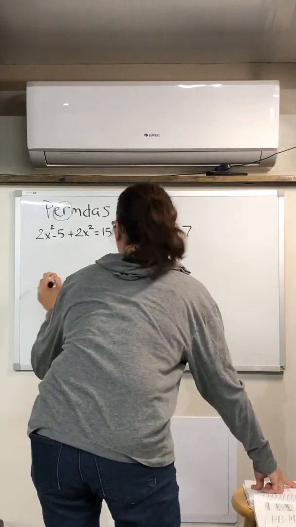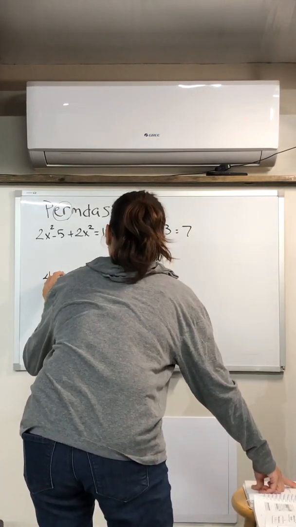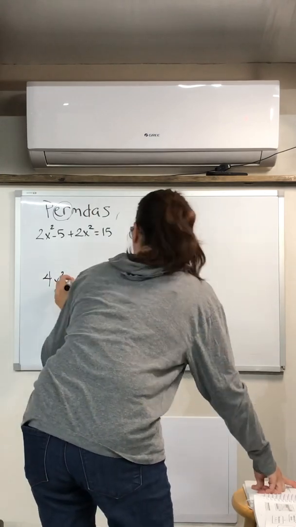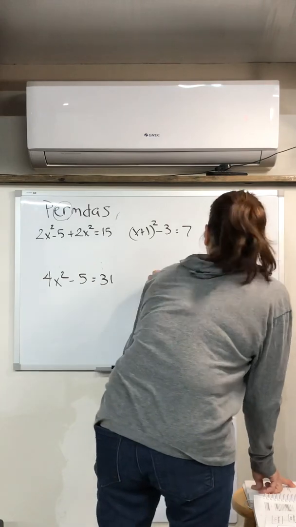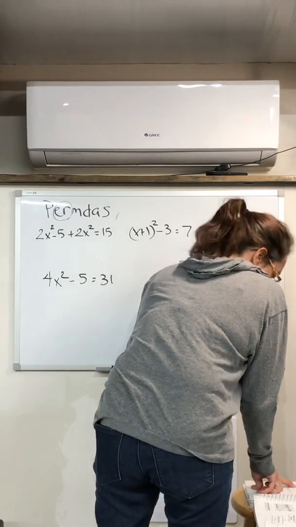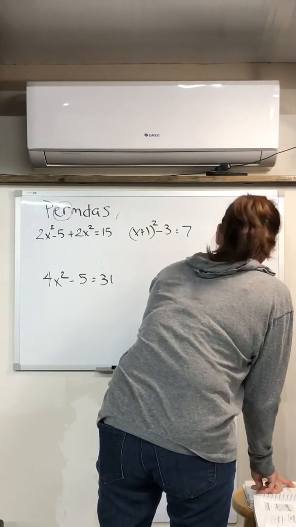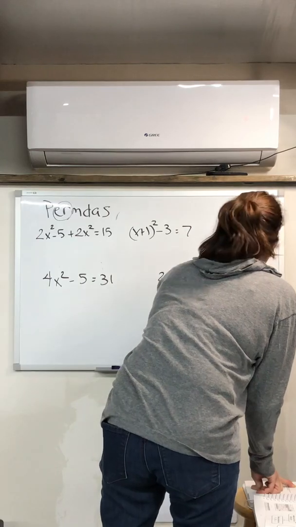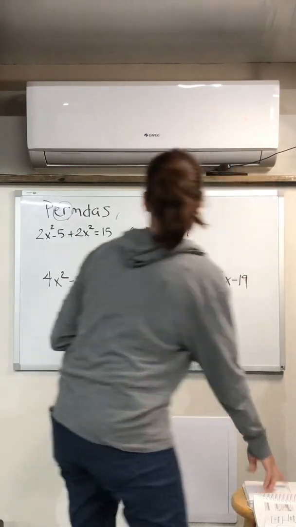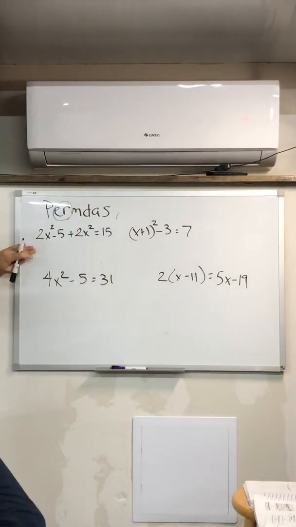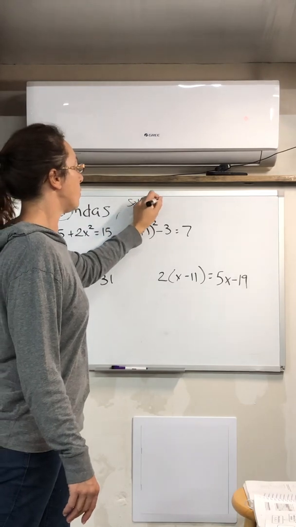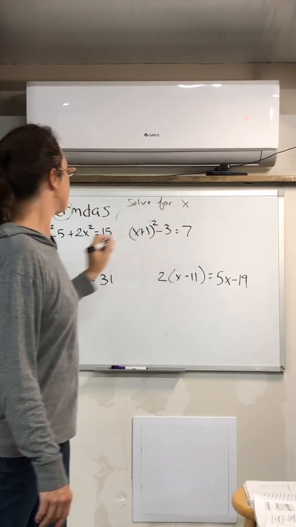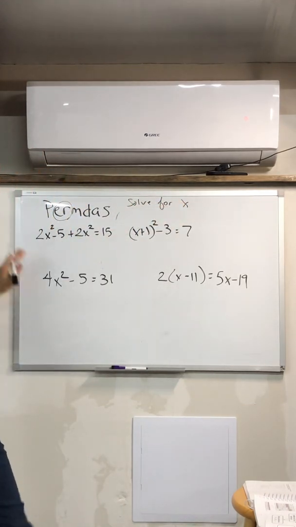Problem number 3, 4x squared minus 5 equals 31, and 2x minus 11 equals 5x minus 19. Okay, so here are 4 problems. Remember that the goal in each one is to solve for x. You want the value of x in each one of these.